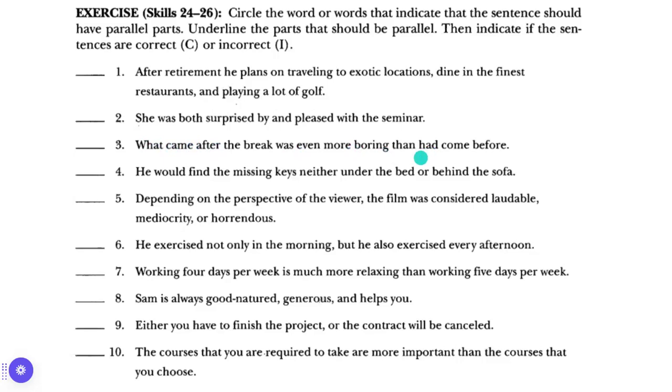Okay, so continue on your own. I'll give you 2 minutes and then we'll check the answers all together.